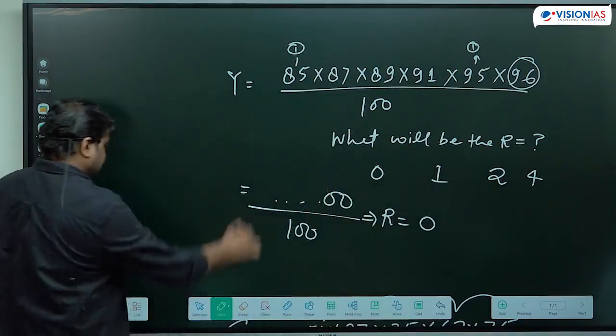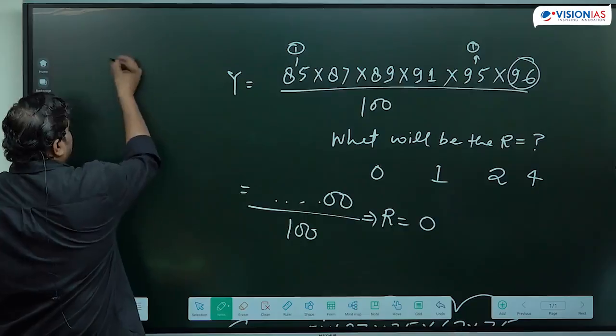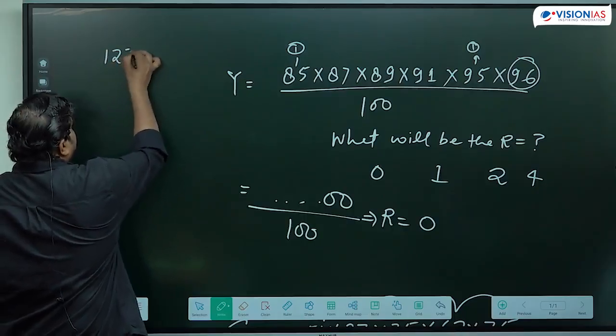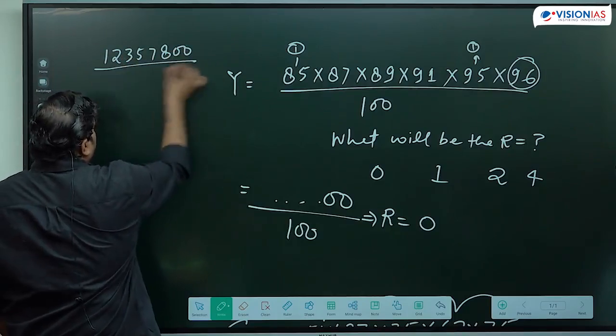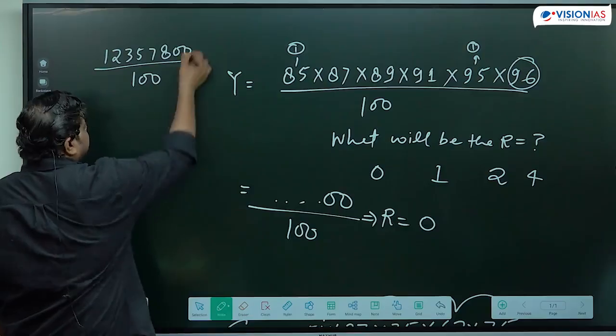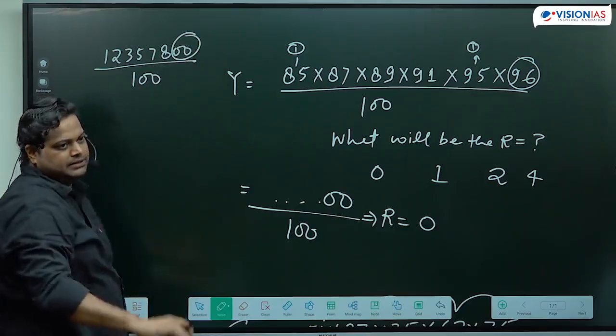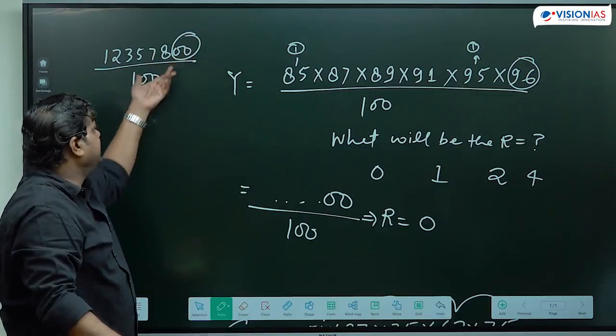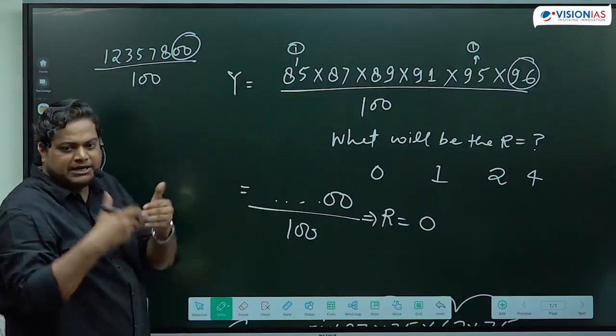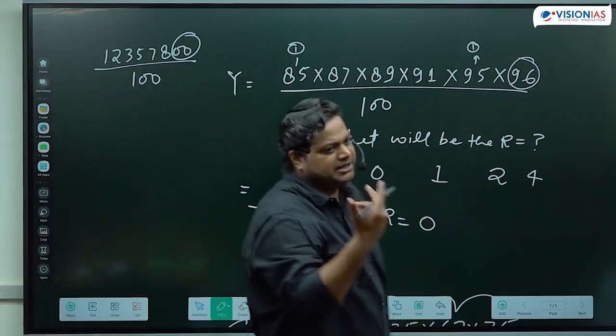We have discussed that if any number is written this way, if we divide by 100, what will be the remainder? Last 2 digits. Now here there are 0 0, that means this number is completely divisible by 100. Completely divisible means we are getting remainder 0.